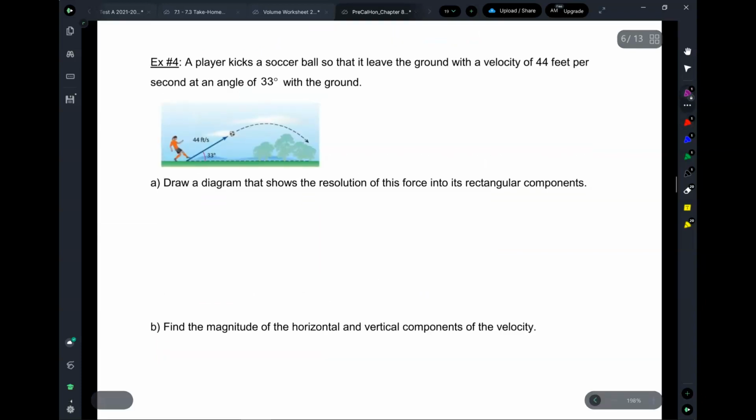A player kicks a soccer ball so that it leaves the ground with a velocity of 44 feet per second at an angle of 33 degrees with the ground. Okay, so there we go.